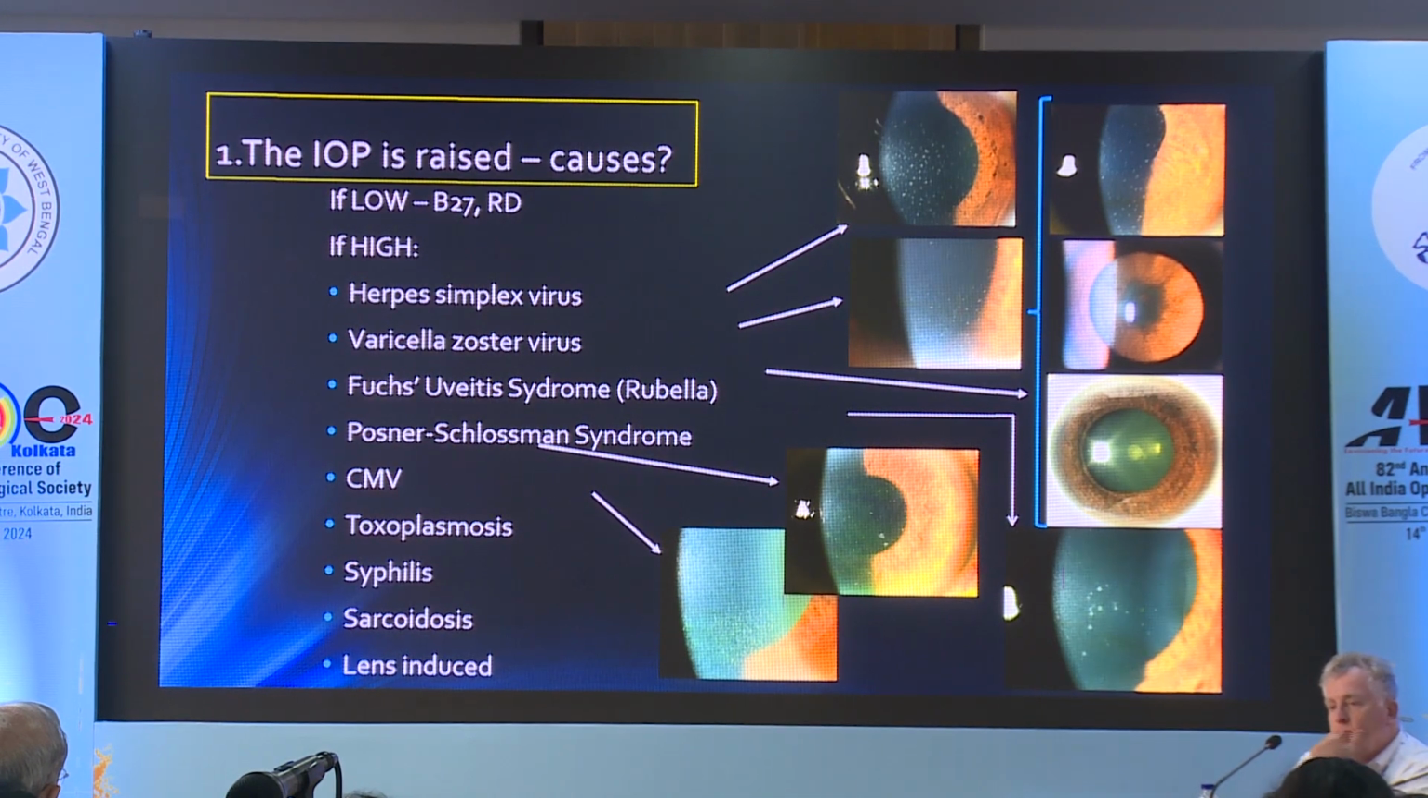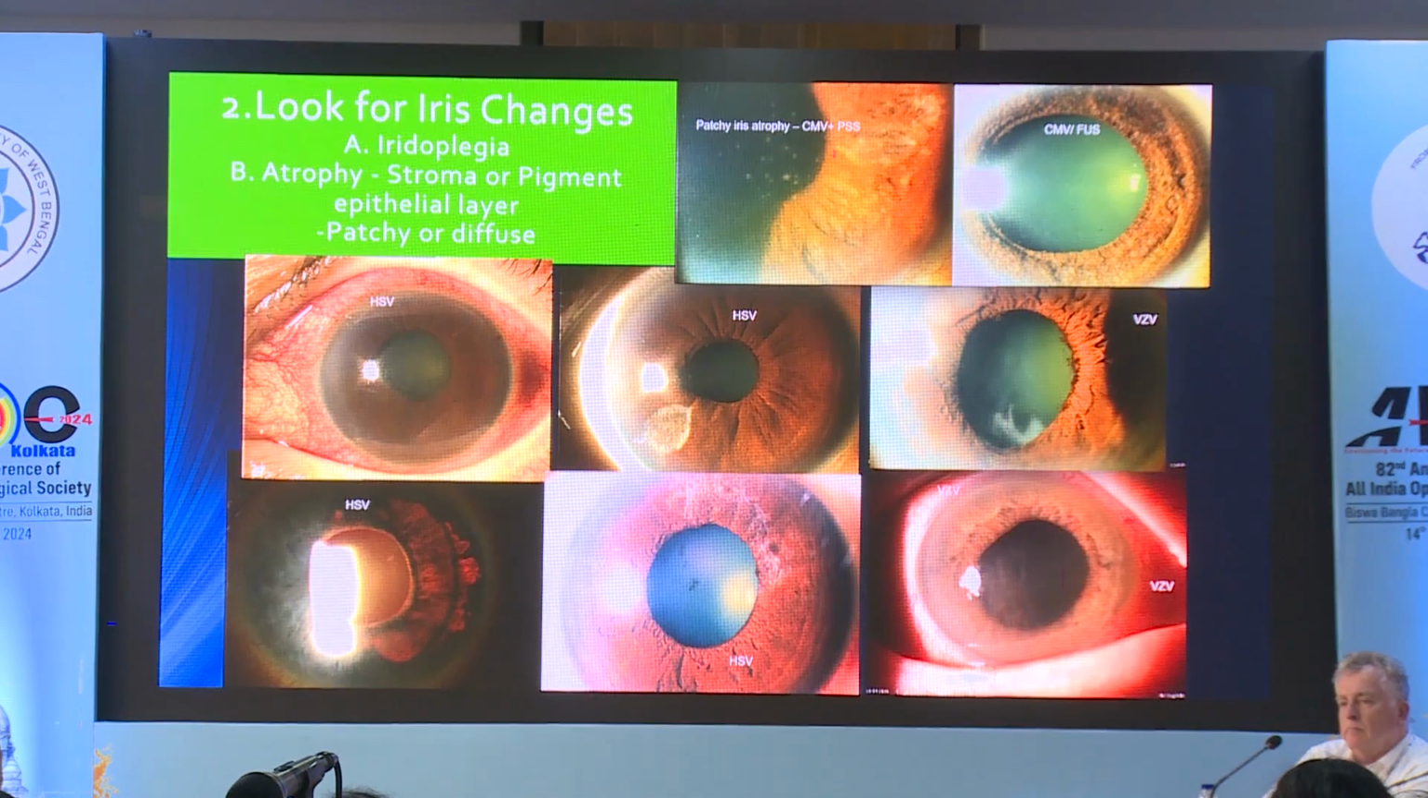So the pressure is raised. Are there causes? If it is low, we think of B27-associated anterior uveitis or retinal detachment, right? But if it's high, we think of an infectious cause. So you can see some viruses here: herpes simplex virus, varicella zoster virus, Fuchs uveitis syndrome, which is associated with rubella, Posner-Schlossman syndrome, which sometimes on repeated taps may become positive for CMV, toxoplasmosis, syphilis. Sarcoidosis can do this. Of course, lens-induced glaucoma can do this too.